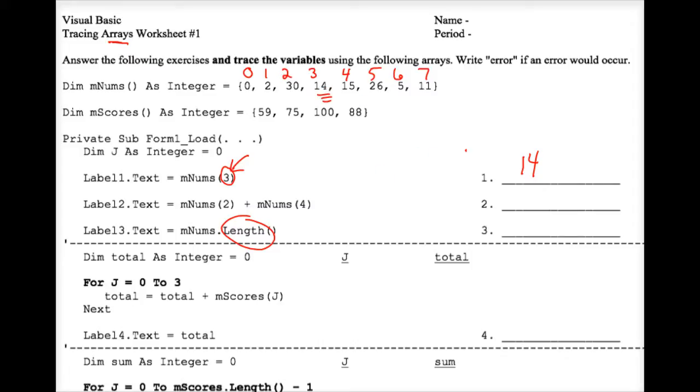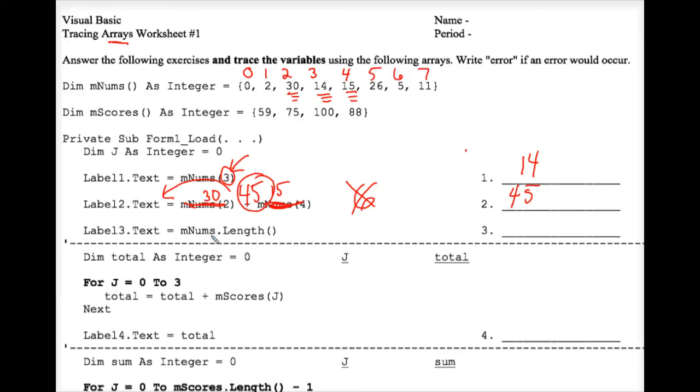Moving on to number 2. In number 2 here, we are adding up, not 2 plus 4 to get 6. No, the answer is not 6. It's not that simple. Let's go up here to mnums and find what number is in position 2. Mnums, position 2, there happens to be a 30. So this is really the same thing as a 30. And this mnums 4 is really the same thing as 15. And now when we add 30 plus 15, that simplifies, of course, to 45. And that 45 is therefore being assigned into label 2. So that's why the answer to number 2 is 45.